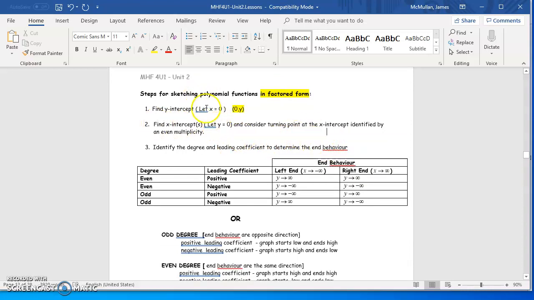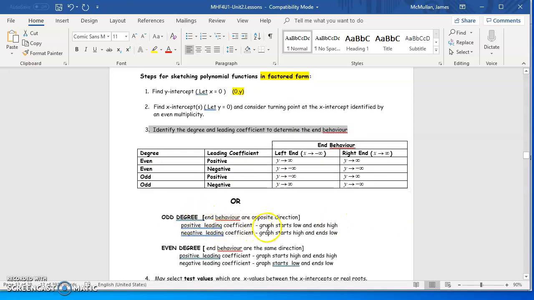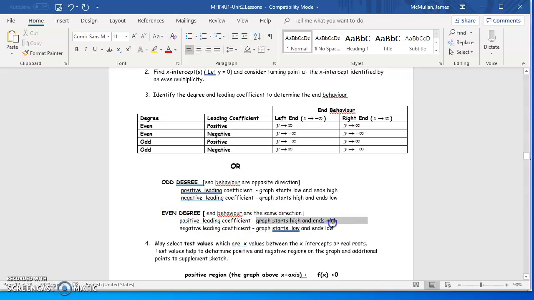Once you have the x-intercepts and the y-intercept, you are now able to think about the end behavior. Remember, the end behavior is where the arrows point at the far right and far left of my function. This is just the chart from yesterday reminding you that the degree of the function and the leading coefficient together determine all the different possibilities of what you might need to draw. Odd functions either start low and end high, or start high and end low. An even function starts and ends on the same side, so they either start and end high or start and end low.